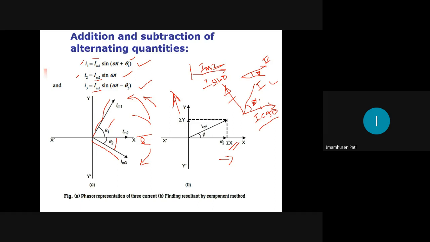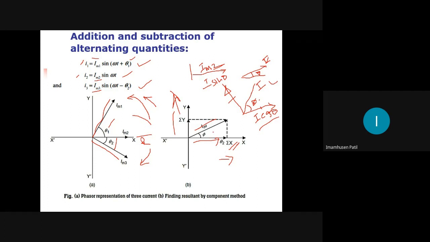Now, after adding all vertical and horizontal components, you can find out the resultant IMR. You can see here this one. Draw this resultant from all the horizontal components, and whatever you have added, the summation of vertical components, then you can find out the resultant of this one easily.